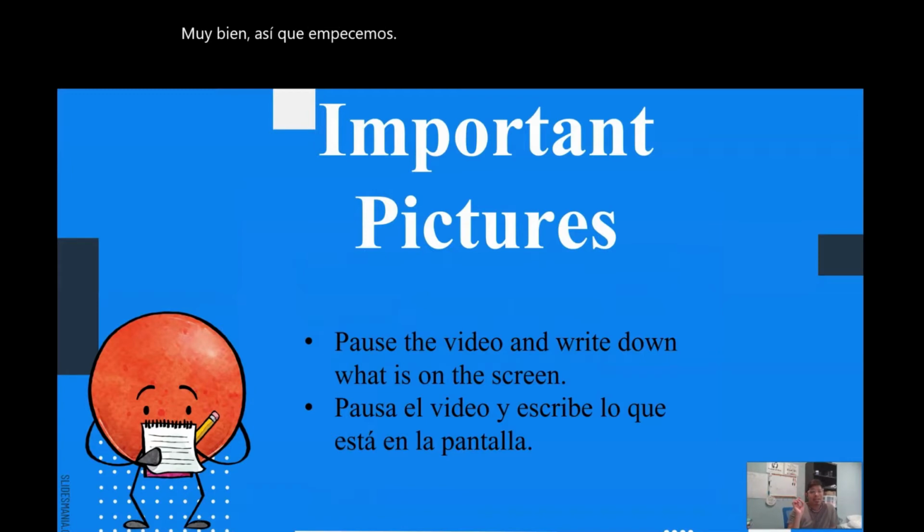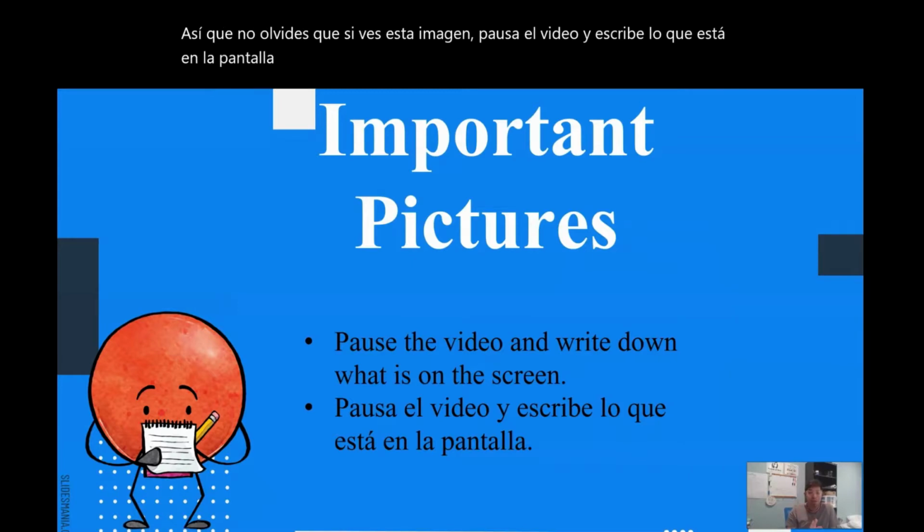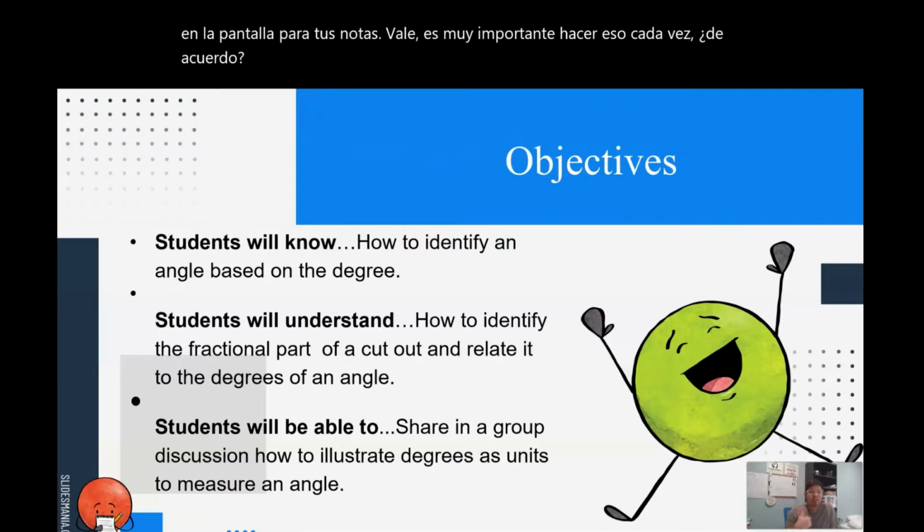So don't forget that if you see this picture, pause the video and write down what is on the screen for your notes, okay? It's very important to do that every single time, okay? So let's go ahead and see.